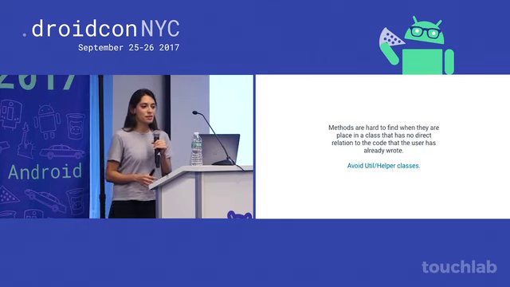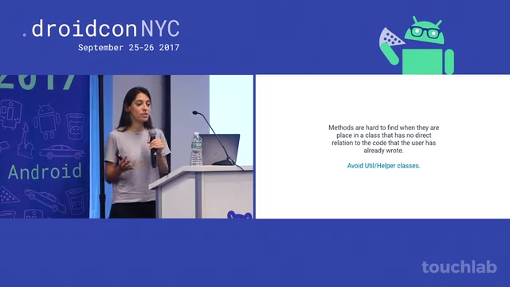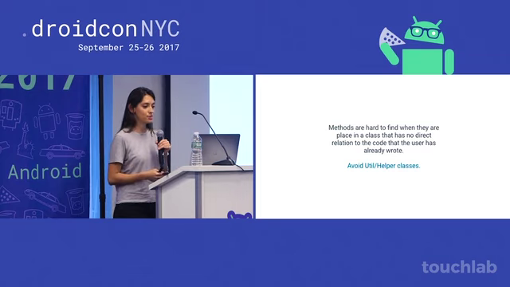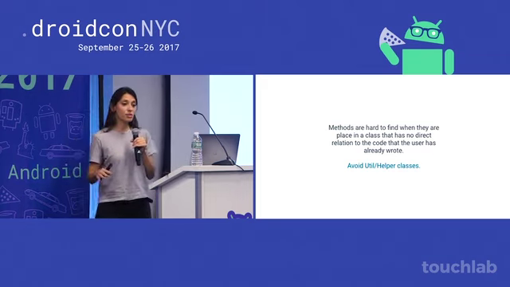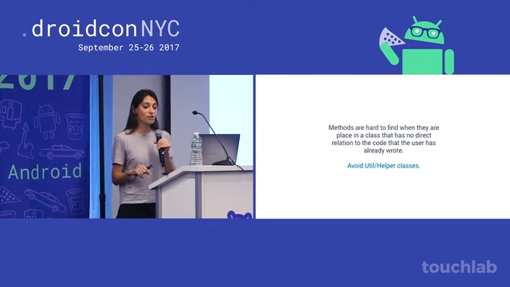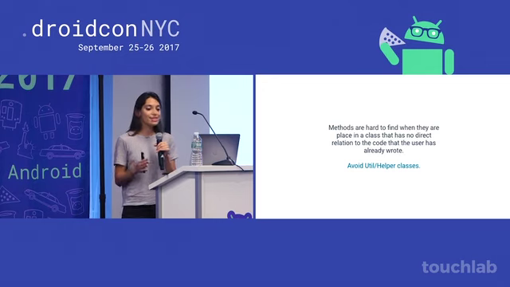The next guideline would be related to methods. Methods are hard to find when they are placed in a class that has no direct relation to the code that the user has already written. The thing is that switching between classes and information lookup costs the user quite a lot of time. And the most time-consuming operation is recognition. Recognizing classes and then the method that you want with the right parameters.